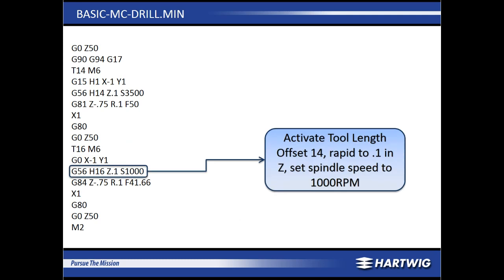This next line, the G56, is our tool length offset. We're going to call tool length offset 16. That's a typo in my little bubble note there. And we will move to a Z of 0.1 at an F of 1,000 inches a minute.